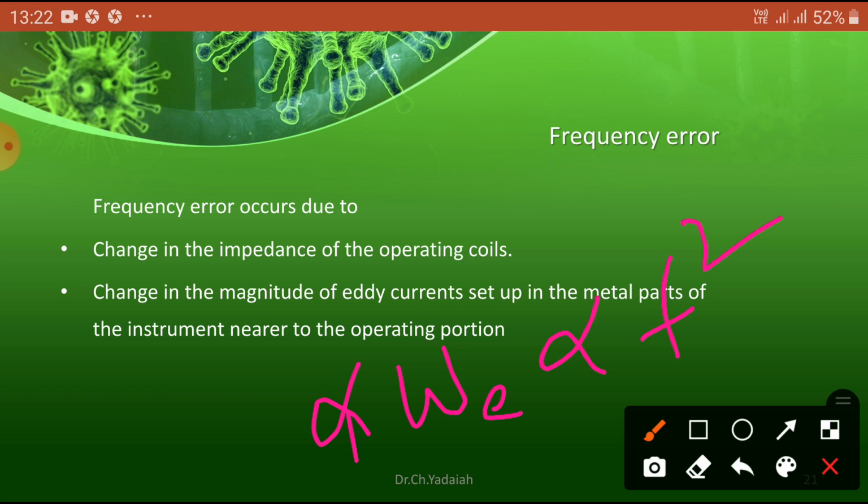Change in magnitude of eddy currents set up in the metal parts of the instrument near the operating system, there is a possibility of an increase in temperature.